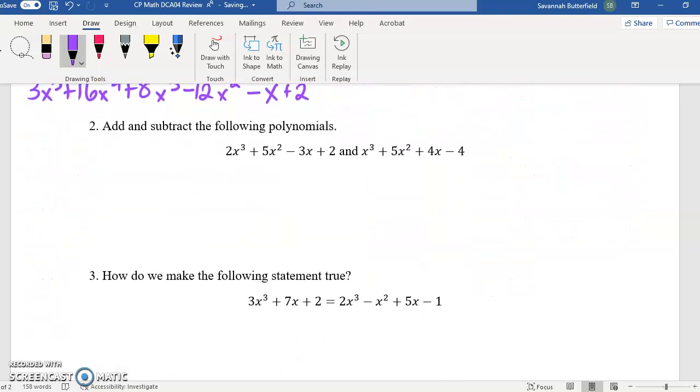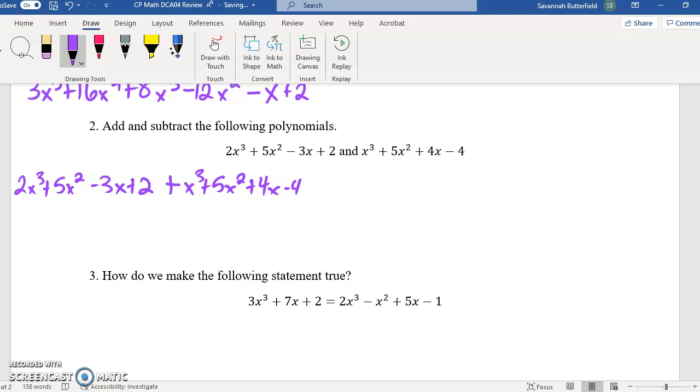Number 2, it wants us to add and subtract the following. So I'm going to do the addition over here, and we'll do subtraction over here on the right side. 2x cubed plus 5x squared minus 3x plus 2. And we're adding x cubed plus 5x squared plus 4x minus 4.